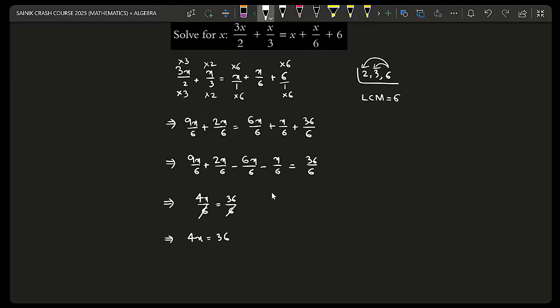Now 4 is multiplying. If you transpose it, it will divide. So we can write x is equal to 36 divided by 4. 4 nines are 36, so the value of x is 9. So the solution of this equation is 9. When you substitute 9 in place of x in the question, LHS and RHS both will give you the same answer. So this is the way we are going to solve.